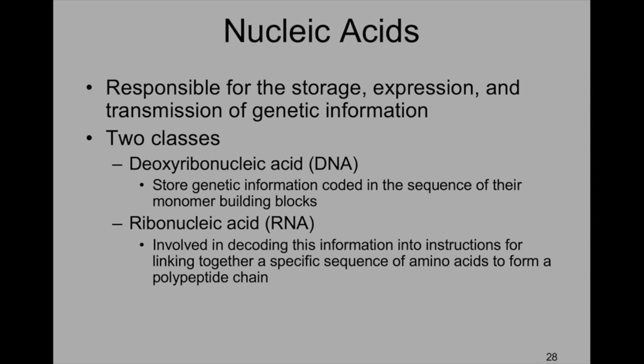There are two classes of nucleic acids, deoxyribonucleic acids, which make up DNA. That's your A, T, C, and G that you probably learned about in previous science courses. Then we have the ribonucleic acids, which are your RNA, and those consist of A, U, C, and G. So they replace the T with a U.